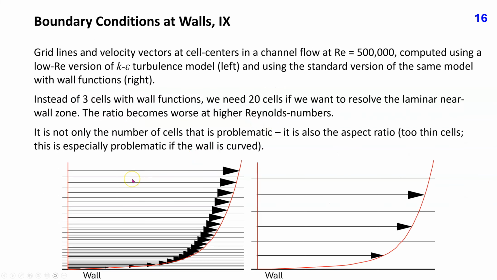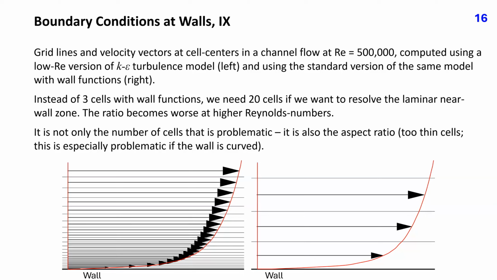These two plots show grid lines and velocity vectors at cell centers in a channel flow at Reynolds number equal to 500,000, computed using a low-Reynolds version of the K-epsilon turbulence model on the left and using a standard version of the same model with wall function on the right. Instead of 3 cells with wall functions, we need 20 cells if we want to resolve the near wall zone. The ratio becomes worse at higher Reynolds numbers.